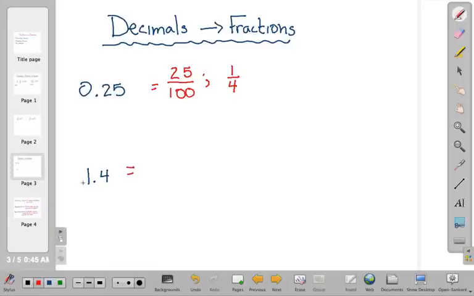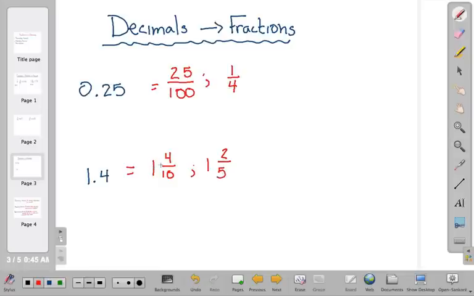So here we have another example. We have 1 and 4/10. I know this is going to be a mixed number because I have a number in front of the decimal. That's going to become the whole number part of our fraction. And then I just have to write 4/10. So that's going to be 4 over 10. And I can simplify that to be 1, and 2 goes into both 4 and 10. So 4 divided by 2 is 2, and 10 divided by 2 is 5.